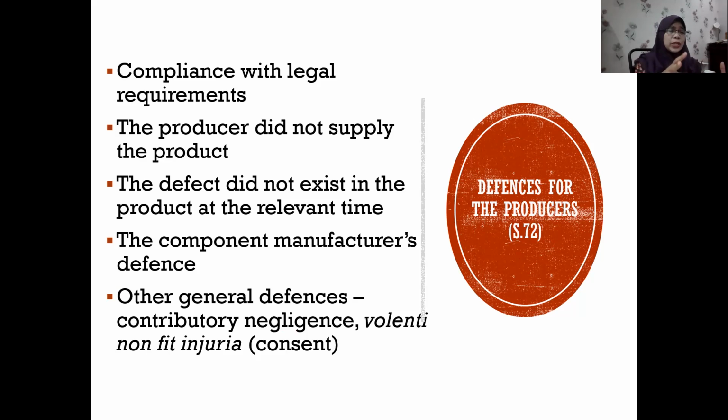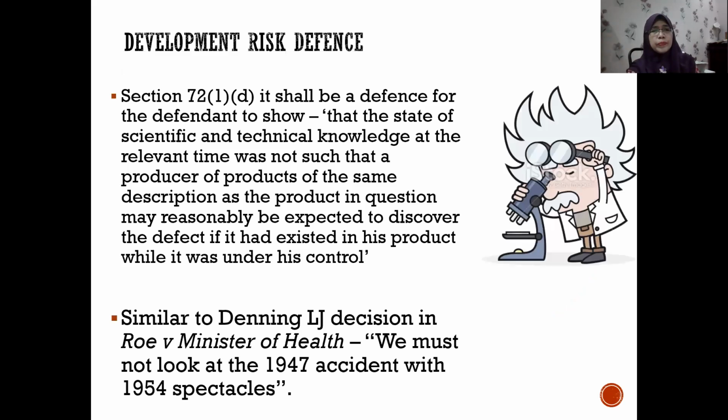When it was being manufactured, there was no defect. Maybe during transmission or delivery it developed a defect, for example. Or there is the component manufacturer's defense, and other general defenses are also available. Producers can use the defenses of contributory negligence and voluntary assumption of risk, which you will learn under a separate topic, general defenses under tort law. Let's have a brief look at the development risk defense.